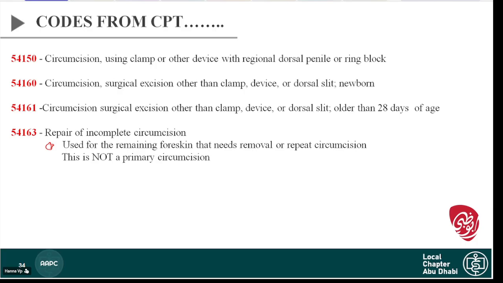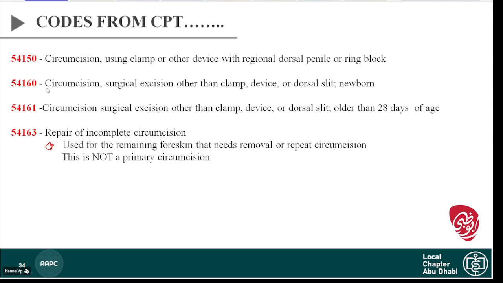These are the main important codes we usually use for the circumcision procedure, guys. What is it? The first code you can see is 54150. Circumcision using clamp or other device with a regional dorsal penile or ring block. Here circumcision is done with the clamp or other device, and the specified regional dorsal anesthesia is also included in this package. This is one of the codes we use.